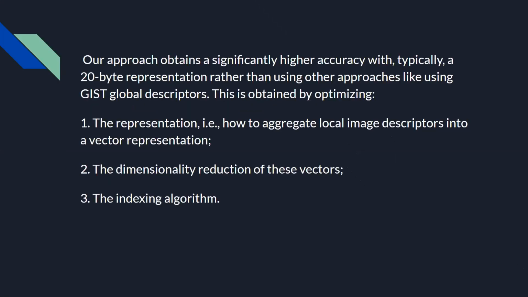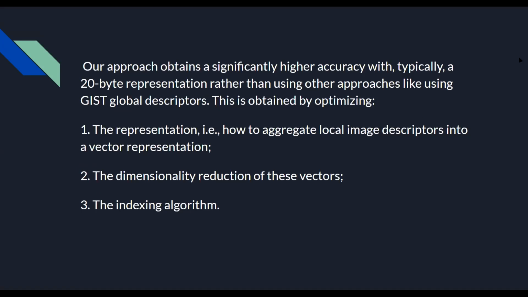In contrast, our approach obtains a significantly higher accuracy with typically a 20 byte representation, rather than using other approaches like GIST global descriptors. This is obtained by optimizing the representation, that is, how to aggregate local image descriptors into a vector representation, the dimensionality reduction of the vectors, and the indexing algorithm.